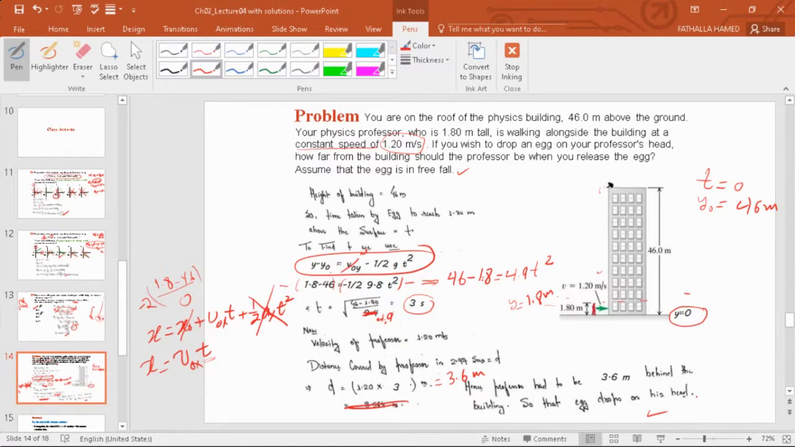So in this example here, I just want to bring out one point where you choose y equal to 0. We always do it when t is equal to 0. But in this case, you have a professor walking here. So you really have to consider y equal to 0 at the ground or the surface of the earth. Is this clear? Any question on this?